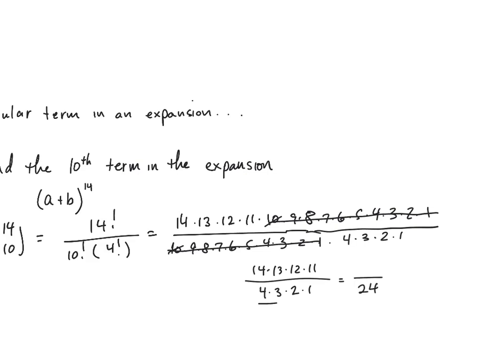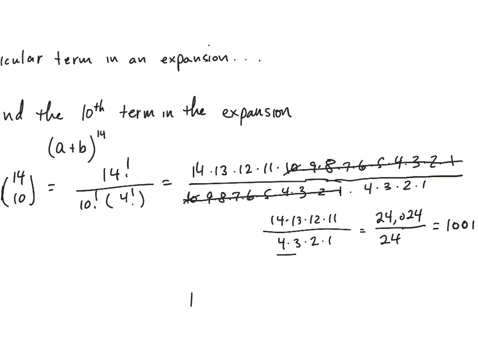The numerator is 14 times 13 times 12 times 11, which is 24,024. And then 24,024 divided by 24 is 1,001. So the 10th term in the expansion is going to have a coefficient of 1,001. And then for the variables, we know it's going to be a combination of a to a power and b to a power. And remember, the exponents of those have to add to 14.